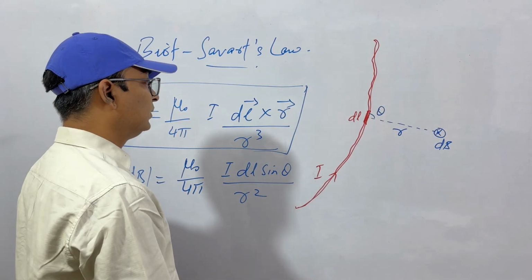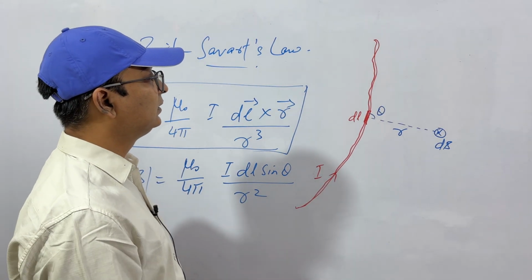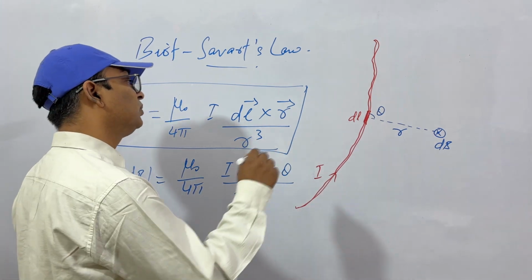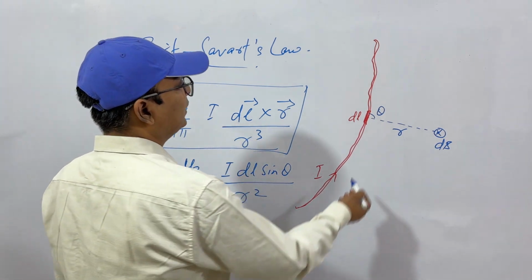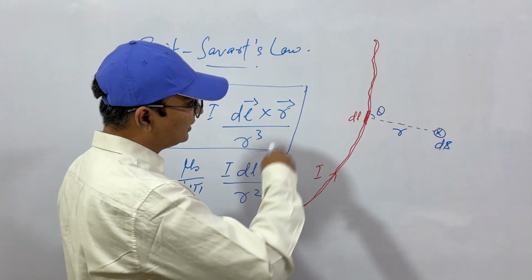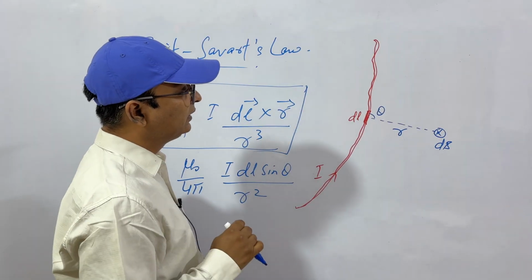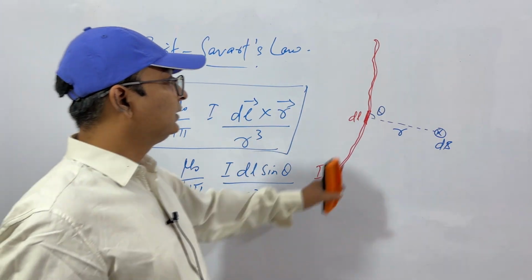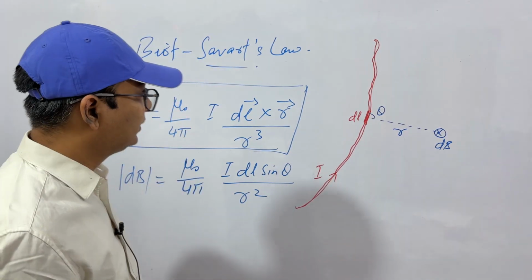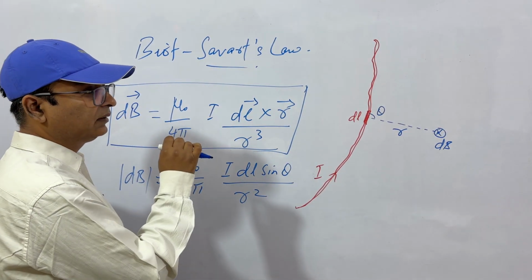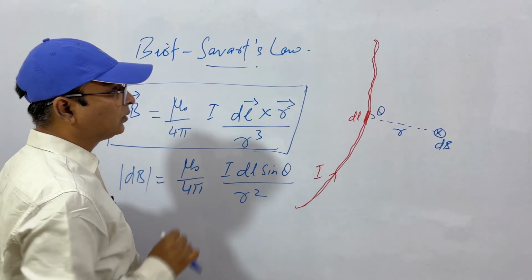Now the difference from Coulomb's law is that in Coulomb's law, the charge was static. Here the charge is moving. This is due to a moving charge. Secondly, dl is a vector, whereas in Coulomb's law it was a scalar quantity.